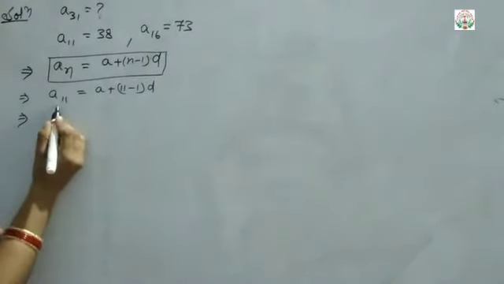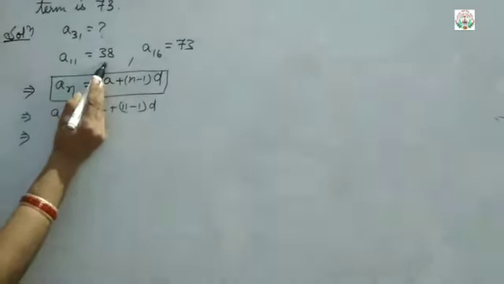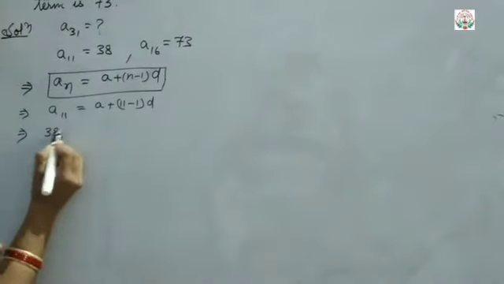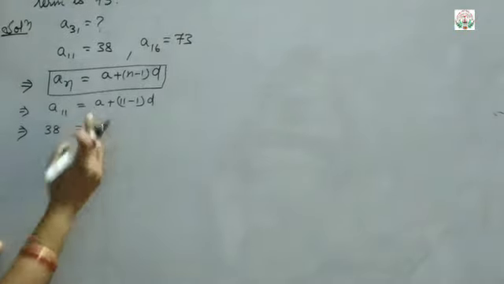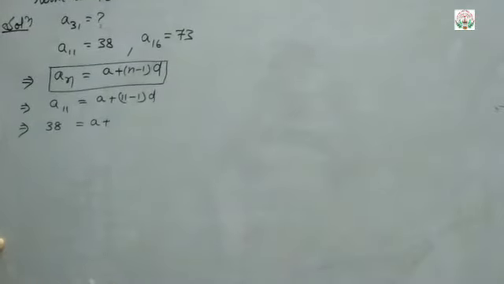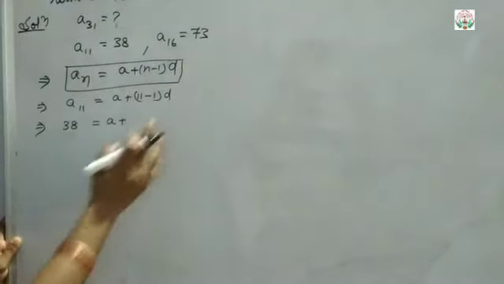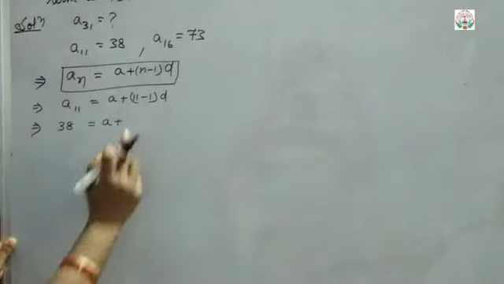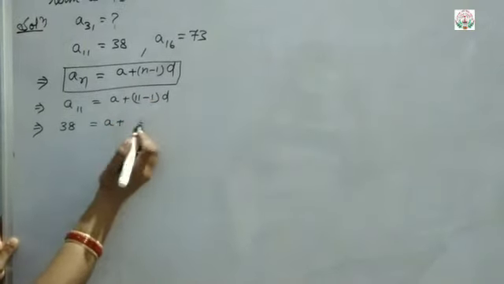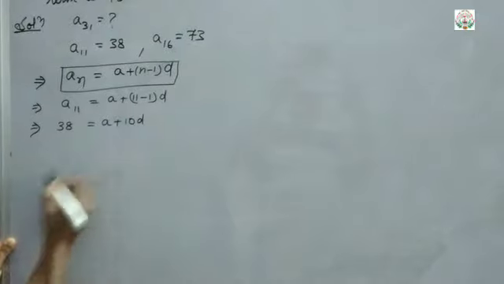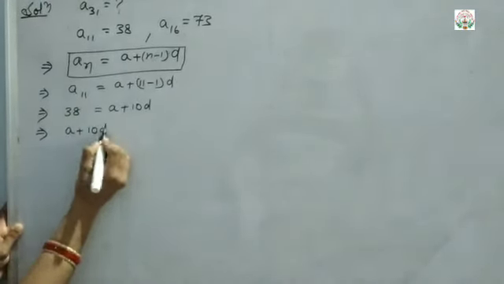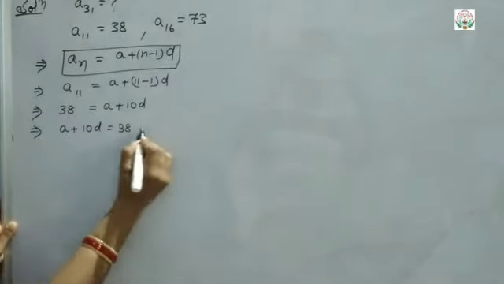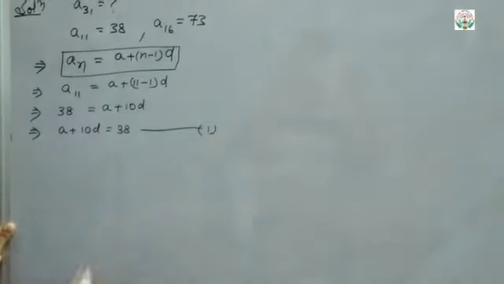So what is A11? The value is given as 38. So we'll put A11 equals 38. A plus, because the value of A is not known to us, we cannot write that, and D is also not known, so we will not write that. 11 minus 1 will be how much? 10. 10D. Or I can write like this, A plus 10D equals 38. So mark it as equation 1.